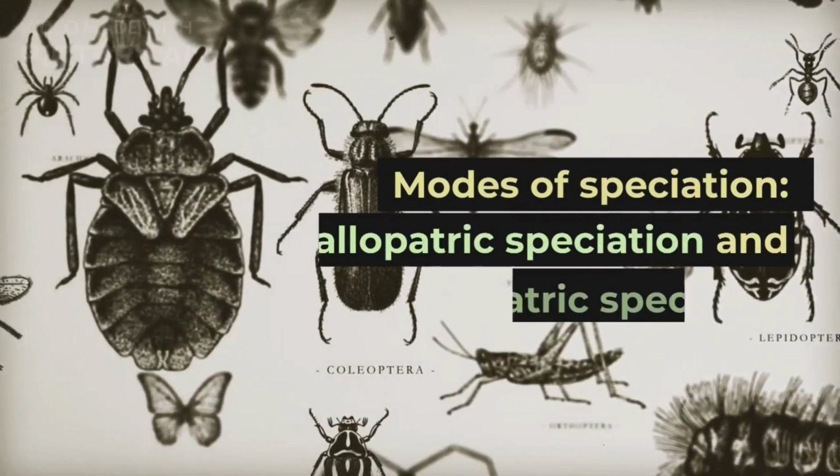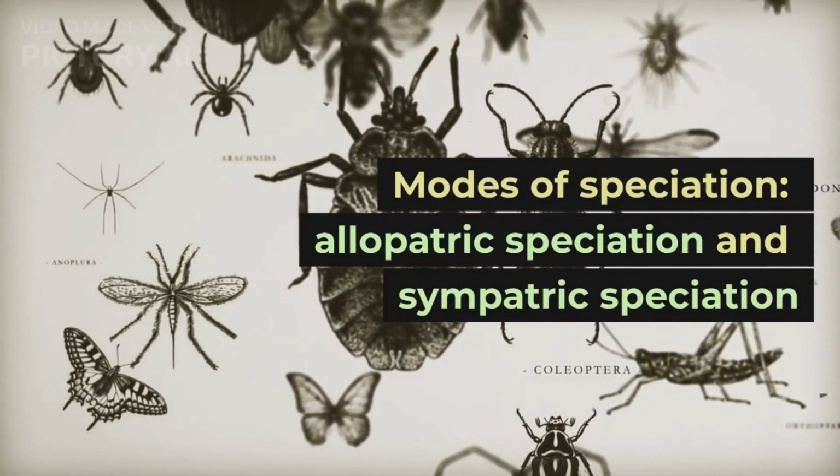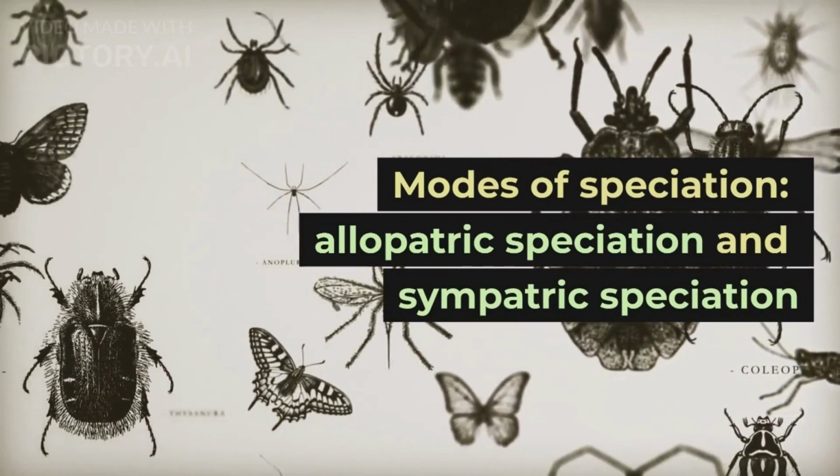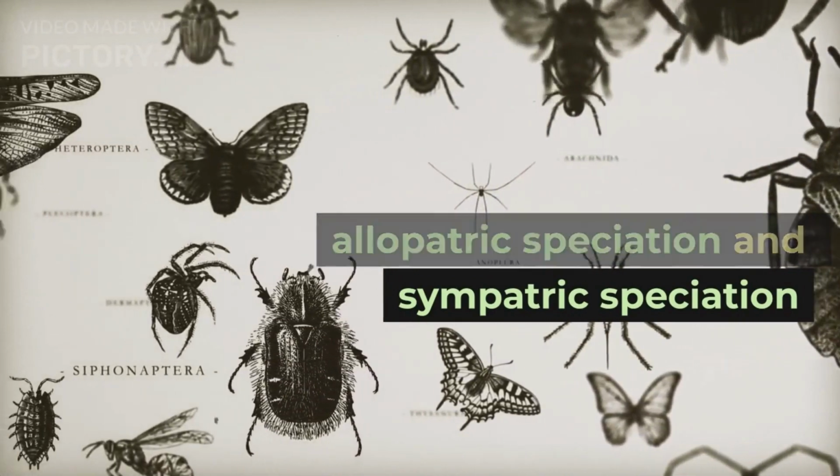Now, let's explore the two primary modes of speciation, allopatric speciation and sympatric speciation.